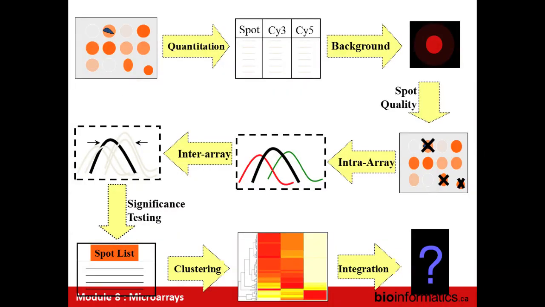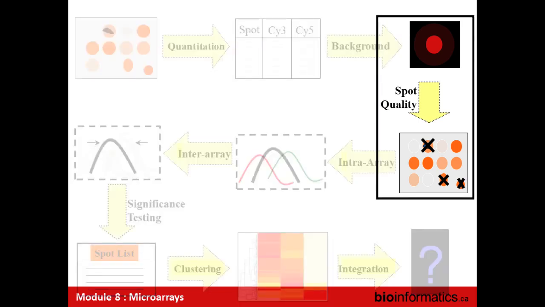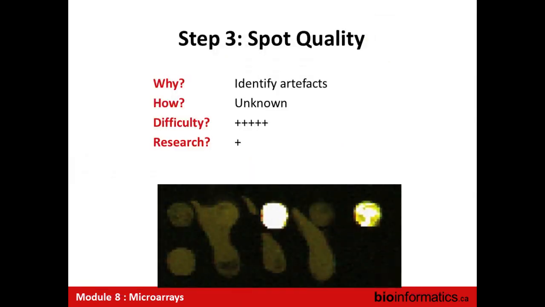So background correction is important, and we have several techniques that can do it, but on the other hand, we don't really have full confidence in how effective it is. Fortunately, that's a much better situation than what we get into with spot quality. Spot quality turns out extraordinarily difficult. The idea is that we should identify artifacts, things that are not correct in your experiment. We want to identify all the mistakes and fix them. Unfortunately, we don't really know how to do it, and it's an extremely difficult research problem.